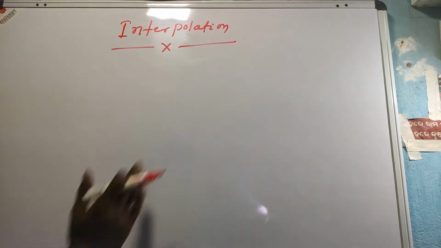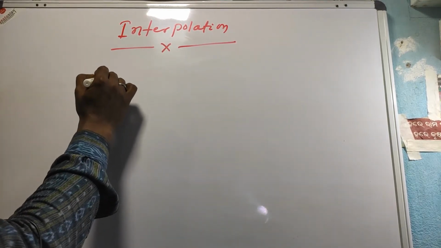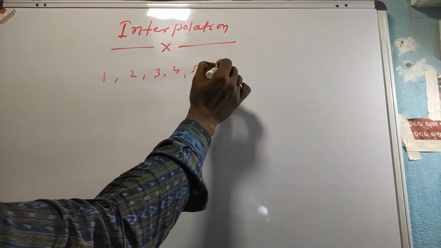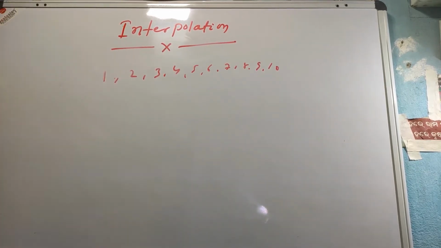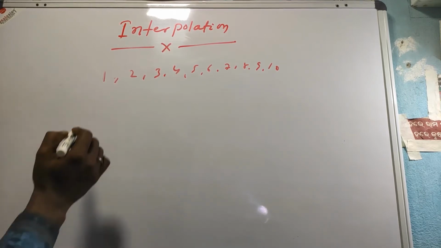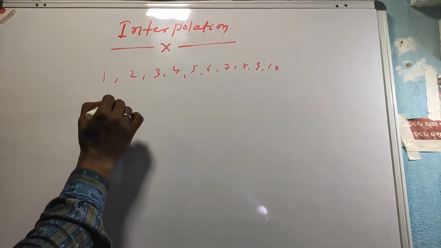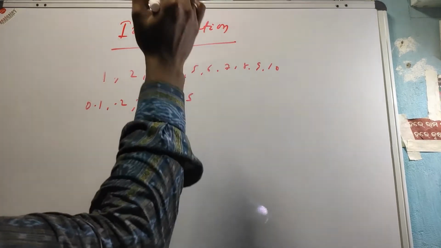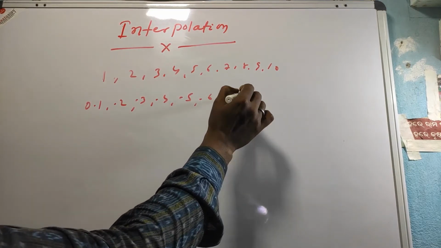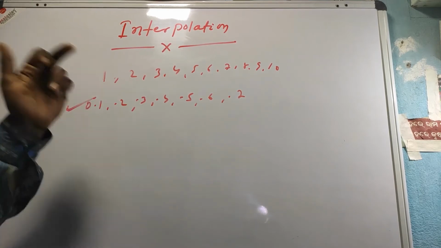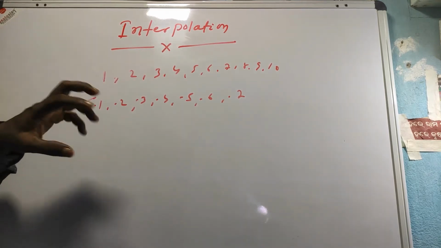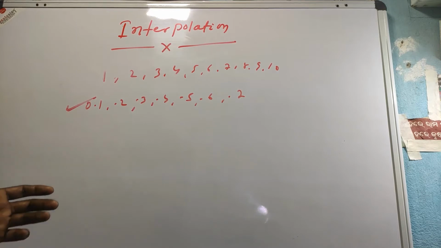In case of measurement, what will you do? Suppose a student takes readings 1, 2, 3, 4, 5, up to 10. But another student finds the accurate, actual value, and takes fractional values, 0.1, 0.2, 0.3, 0.4, 0.5, and up to 10. That means 0.6, 0.7. So with this student, if you draw the graph it is accurate, but with the other student the graph is not accurate. So with more fractional values you get more accuracy.